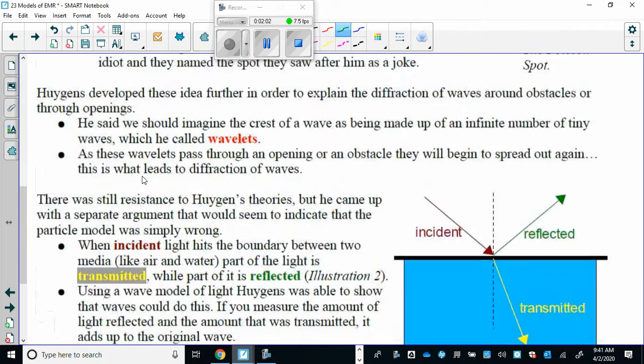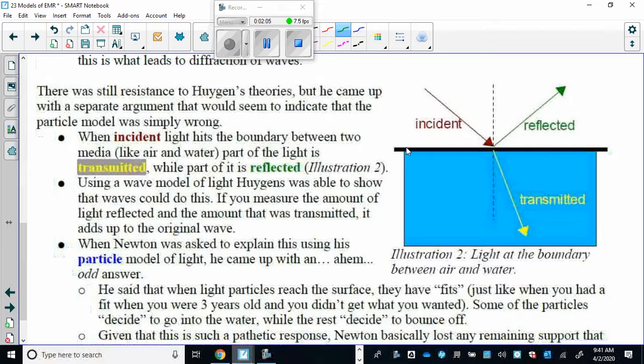So that's what Mr. Huygens did, and he also found that light waves seem to also reflect and transmit. As you can see in this example, an incident wave hits this boundary. Some of it reflects, angle of incidence equals the angle of reflection. We'll talk about it in a later lesson. But some of it also transmits, and as you can see, it's not going in a straight line through here. It's actually bending, which is called refraction. Again, we'll talk about that in later lessons.